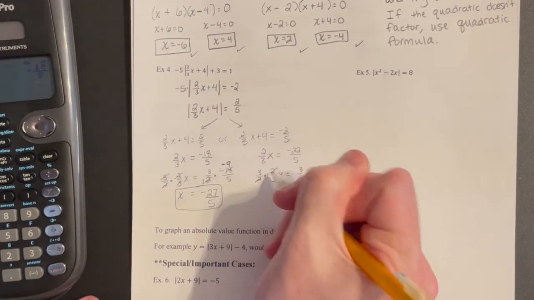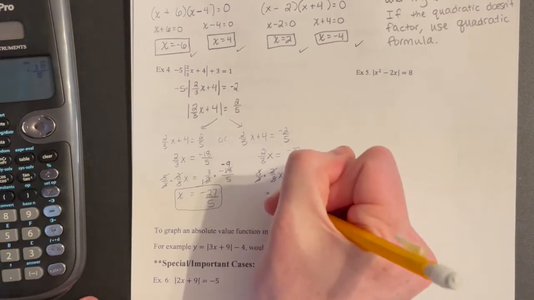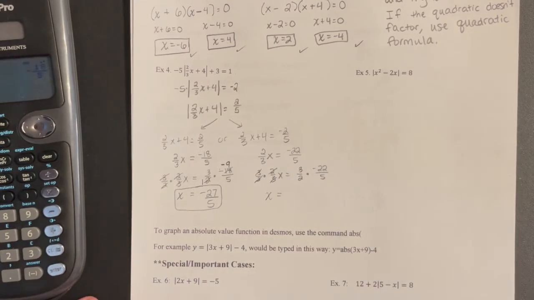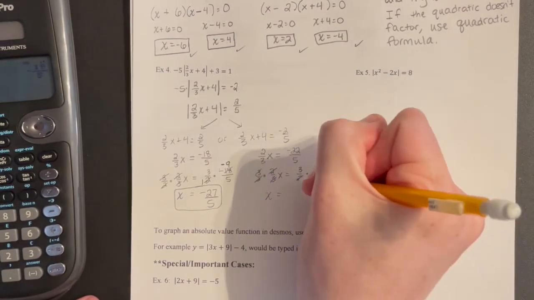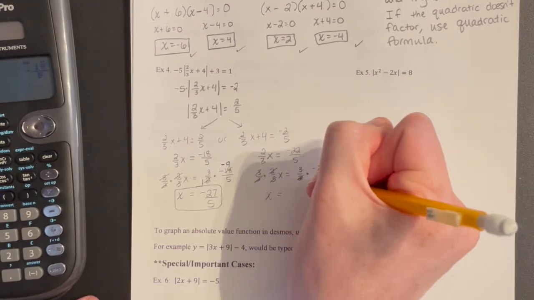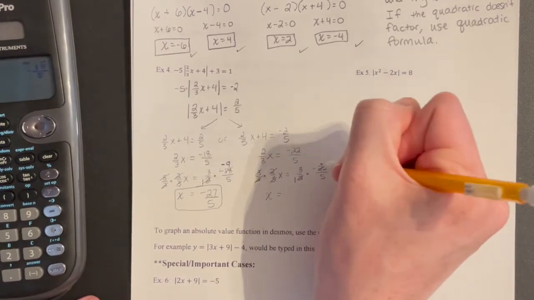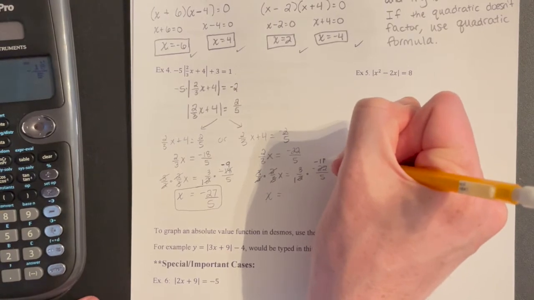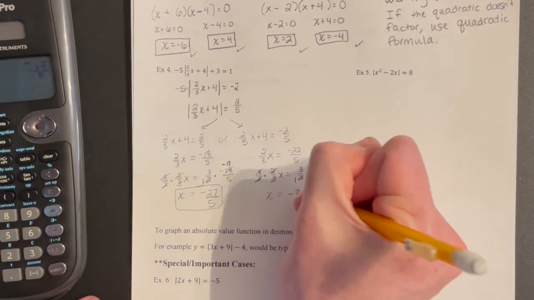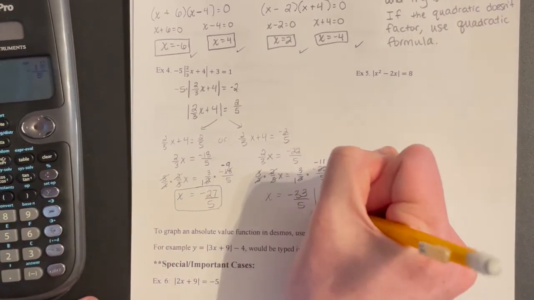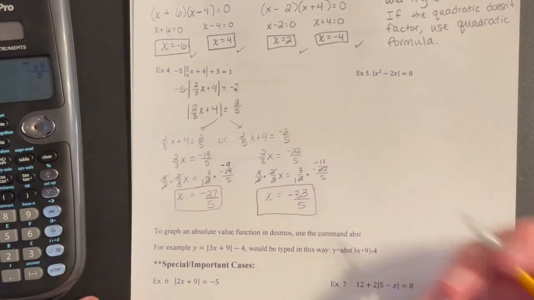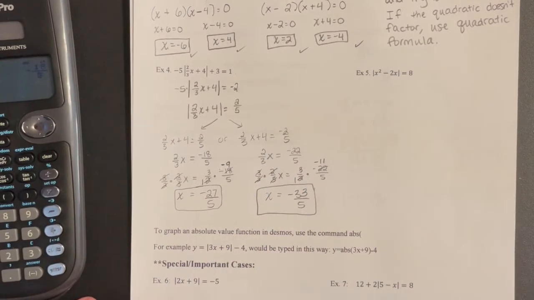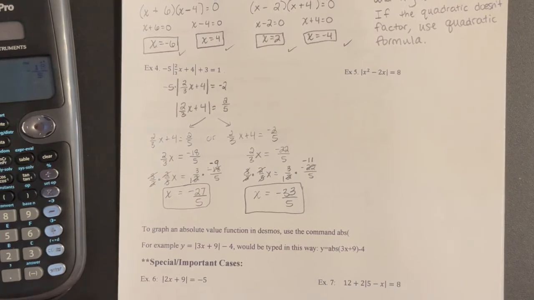2 divided by 2 canceled out, 3 divided by 3 canceled out. So I just have x on the left, and then we can divide again to reduce. I'm going to do 2 divided by 2 is 1, 22 divided by 2 would be negative 11 here. So I get negative 33 fifths. Again, you could use your calculator for that whole process if you wanted to. Just kind of keep them in fractions.